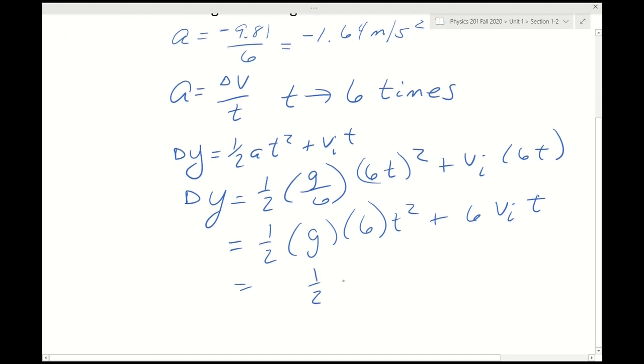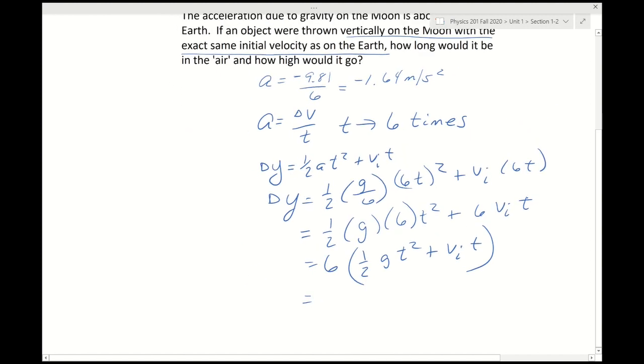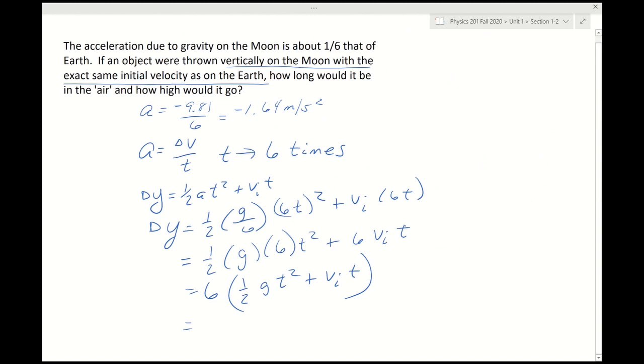So that's 1/2 gt squared plus vi t, all times 6. Well, this is the same thing as we had on the Earth for going up a given height, so it is going to be 6 times greater. So it's in the air 6 times as long, and it goes up 6 times as high.